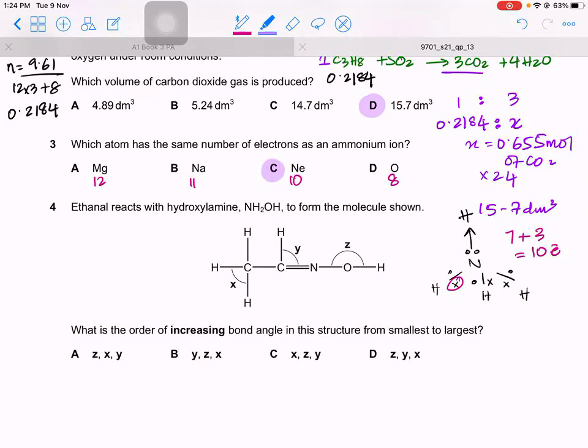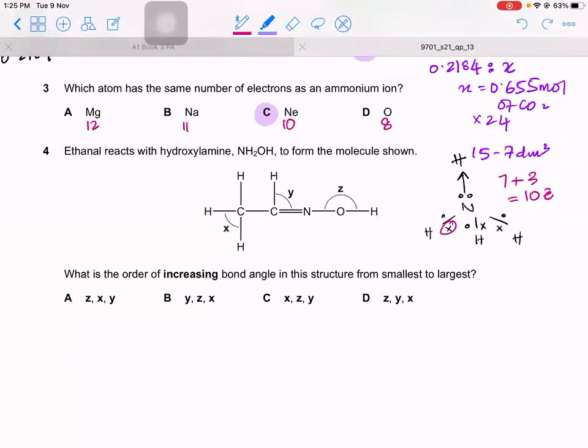Now the mistake that you usually make is you don't realize there's a dative bond between N and H. So there are no electrons from the H plus that is making a dative bond. This hydrogen has 0 electrons. Clear?